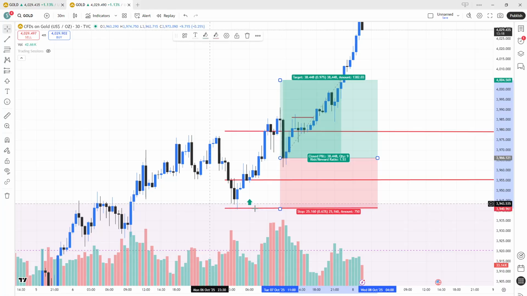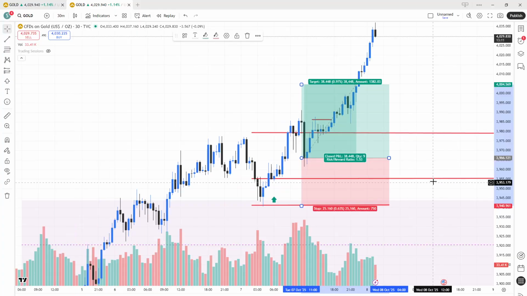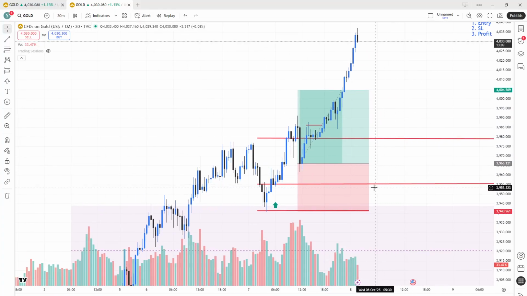trader that you are, but the invalidation would be down here. So imagine if price continued to drop lower, right? Which it will, because you don't know where the market is going to go.